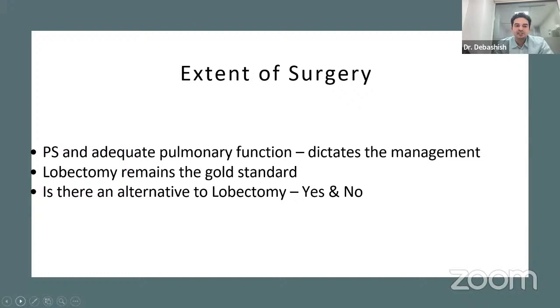So obviously the patient's performance status and pulmonary function will decide whether the patient is going to tolerate a lobectomy. If the patient is not a candidate for lobectomy because of deranged pulmonary functions, then a sublobar resection, that may be either a segmentectomy or a wedge resection, should be preferred.